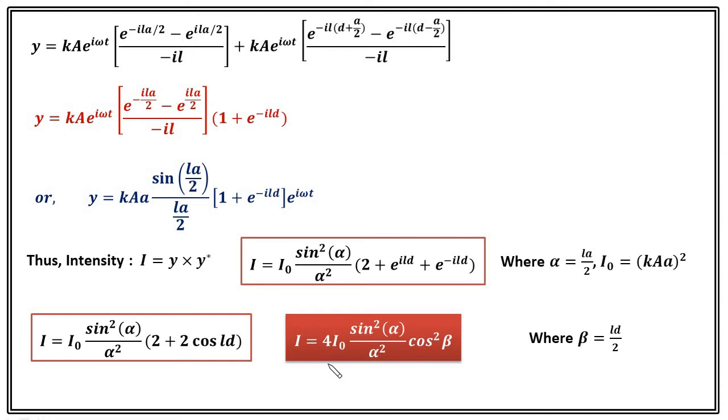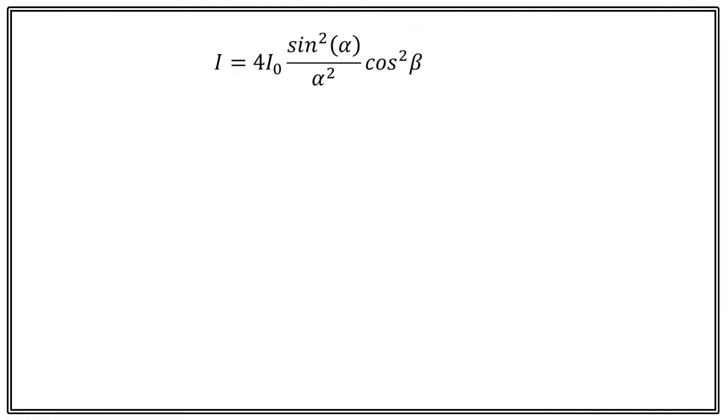Just by varying theta, as alpha and beta depend on l and l depends upon theta, if you change theta, the alpha and beta values will change and accordingly the intensity at that point will change. So by using this relation, we can calculate the intensity on the screen at any point. Now let's try to understand this intensity expression.